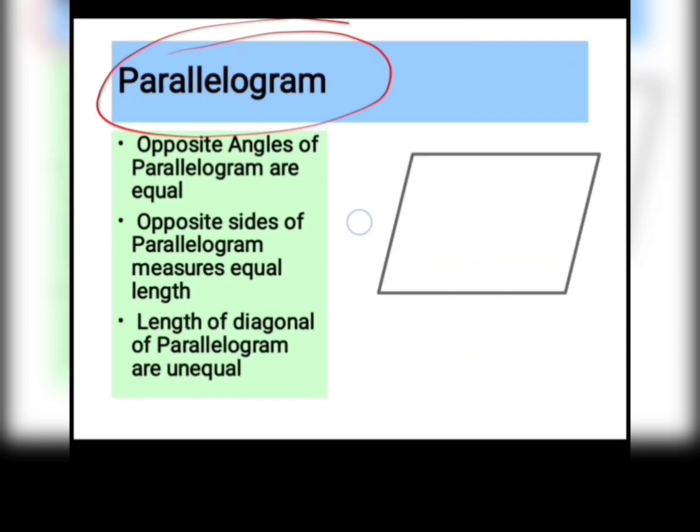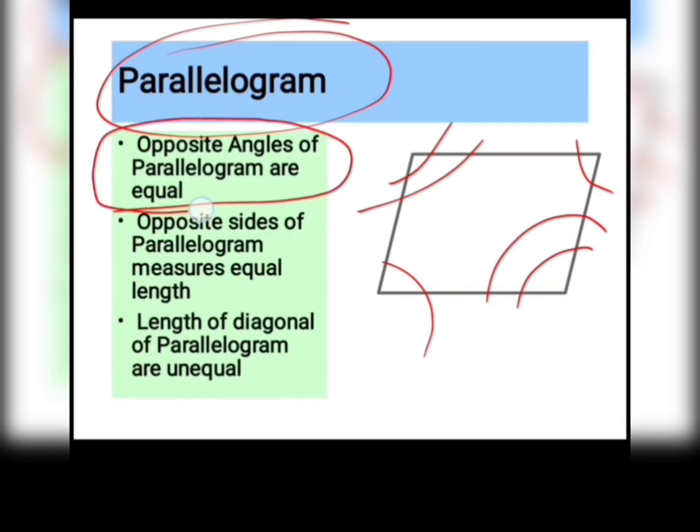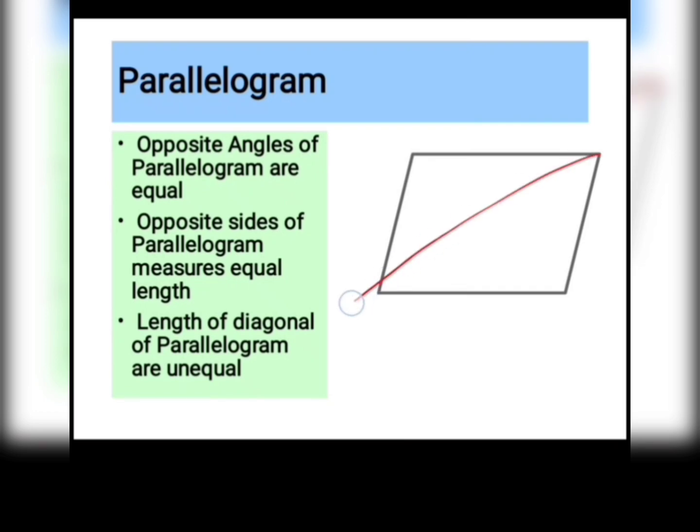In a parallelogram, the length of opposite sides are equal, but angles don't measure 90 degrees. Opposite angles are equal. These 2 angles measure the same and these 2 angles measure the same. That means opposite angles of a parallelogram measure the same. The length of diagonals for a parallelogram will not be equal. The length of diagonals are unequal.